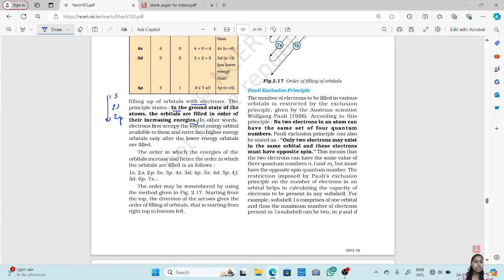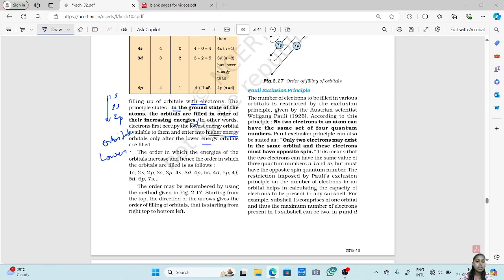Now, in other words, electrons first occupy the lowest energy orbital available to them and enter into the higher energy orbitals only after the lower energy orbitals are filled. Now, in which order are they filled? First the orbitals with lower energy are filled. So electrons will first occupy all the orbitals which have the lower energy. Once these orbitals are completely filled, they will move to the orbitals with higher energy after they fill up all the lower energy orbitals.